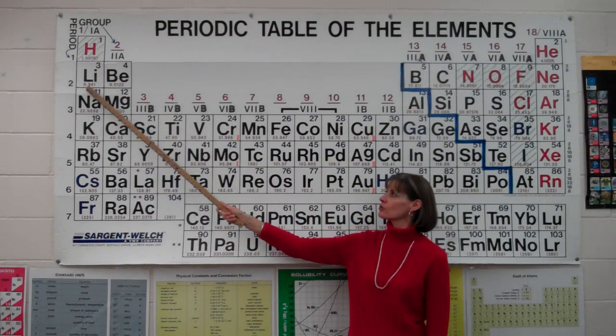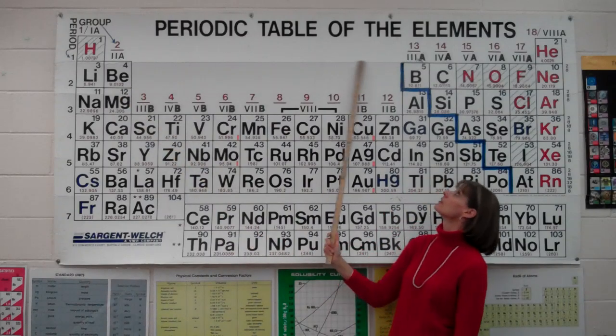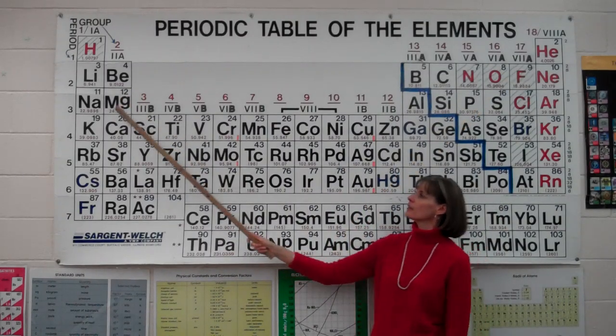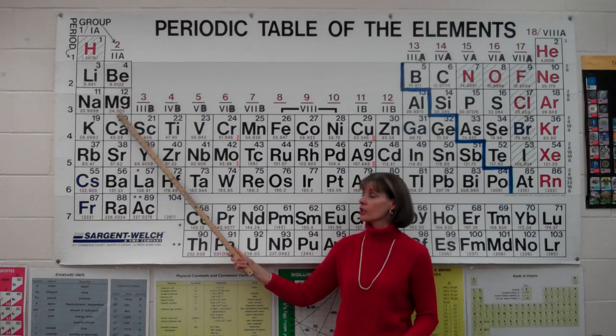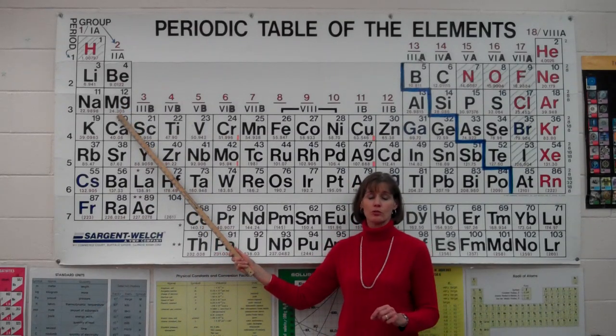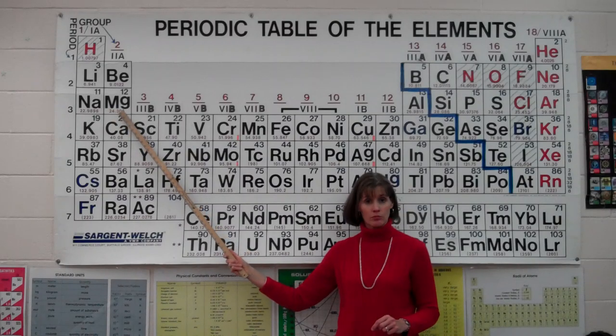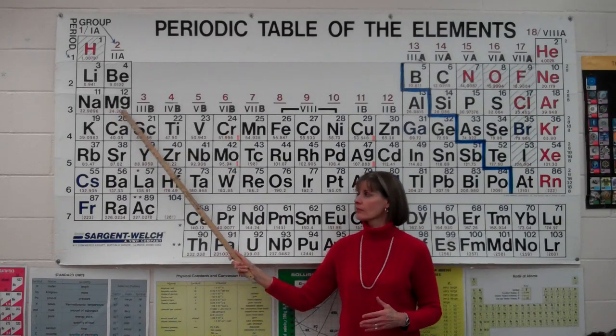1s2, 2s2, 2p6, 3s2. So magnesium's configuration is 1s2, 2s2, 2p6, 3s2. It ends on that block.